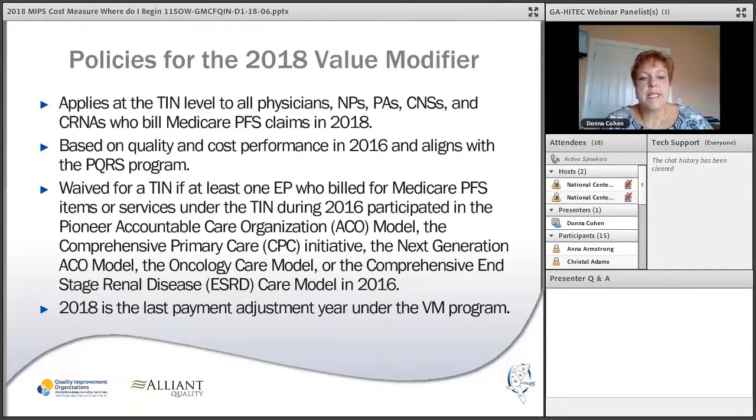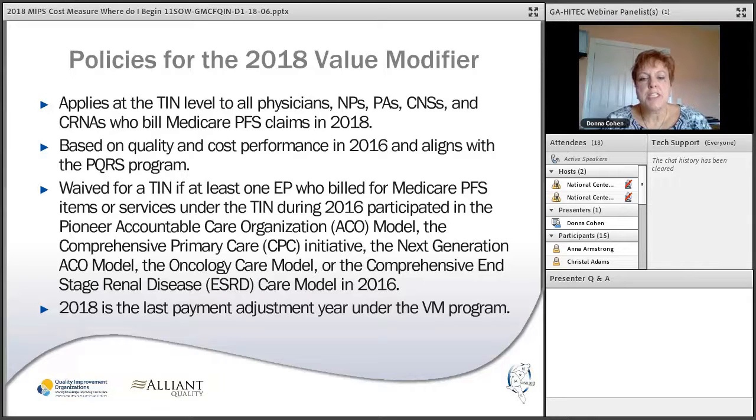It is waived for a TIN if at least one eligible professional who billed for Medicare services during 2016 participated in an ACO or a next-gen ACO generation model. Many of you, I know, do not participate in these. So the point here is there are some practices who are waived if they are participating in some of these innovation projects from Medicare.